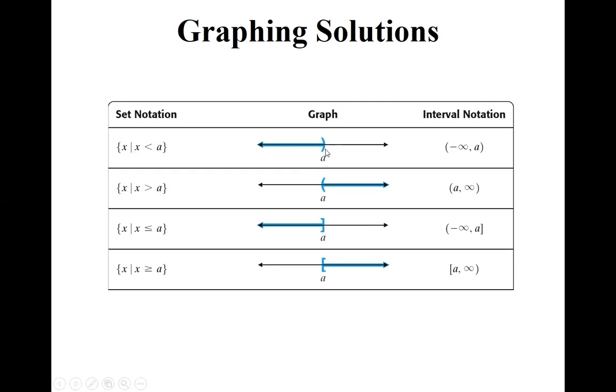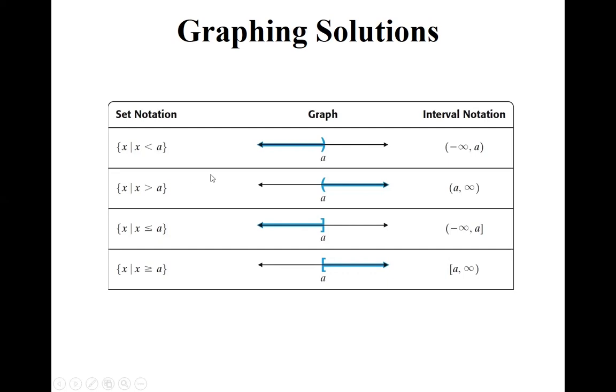And then the rightmost consideration is the point A, but we had a parenthesis there. We can just copy that parenthesis over. The parenthesis means we're not including A. So this is the interval notation to represent X is less than A, or this graph.